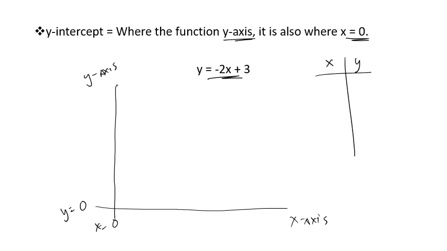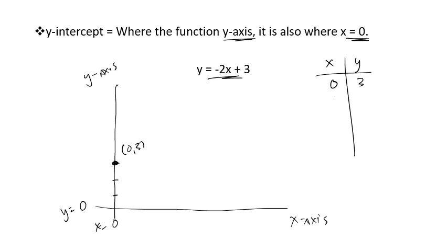I'm going to make my table. So when x equals 0, I get negative 2 times 0 is 0, plus 3 makes 3. So I can go ahead and graph x equals 0, y equals 3. So this is my point 0, 3.